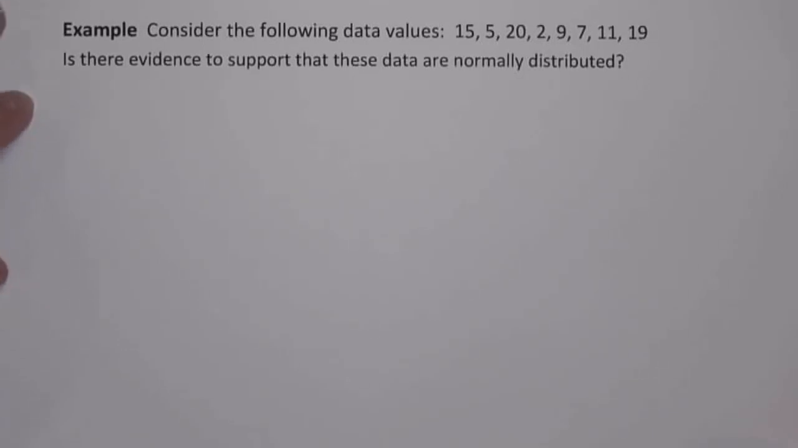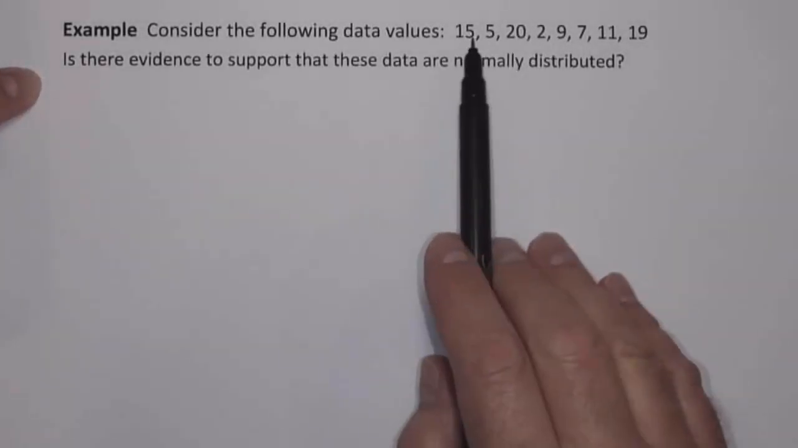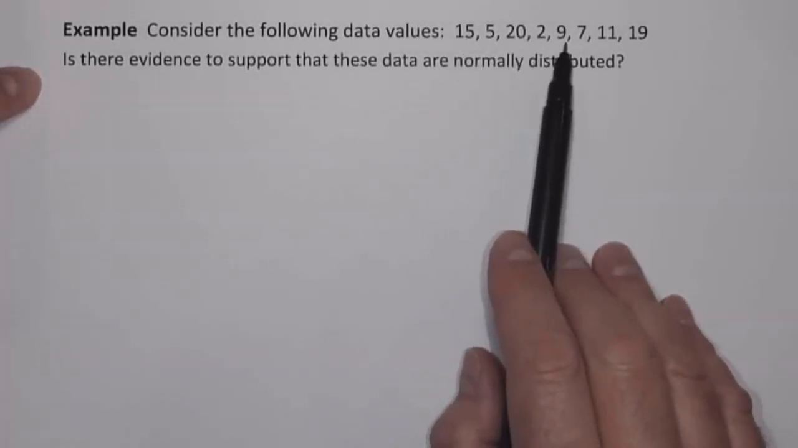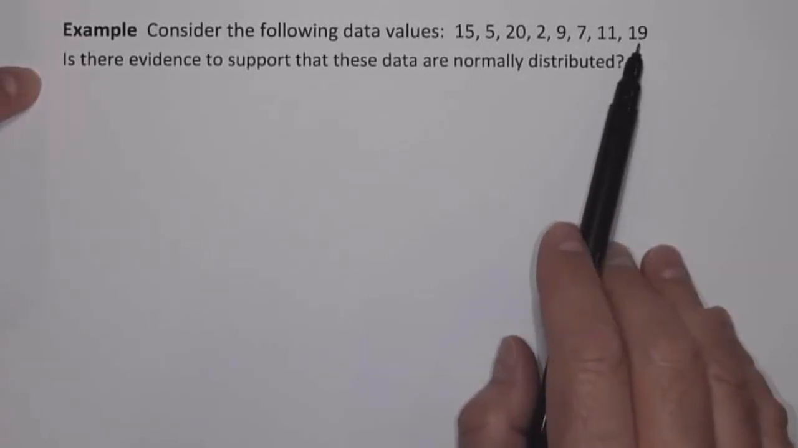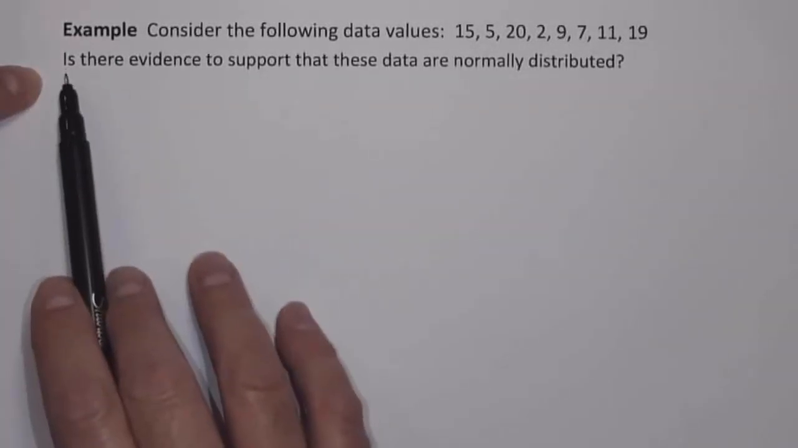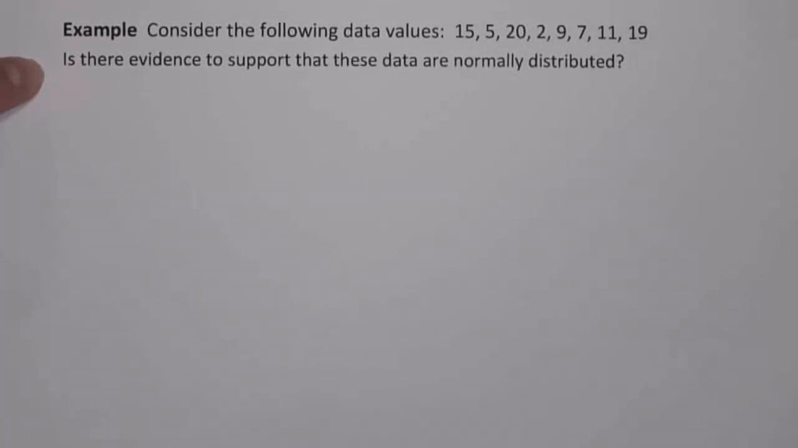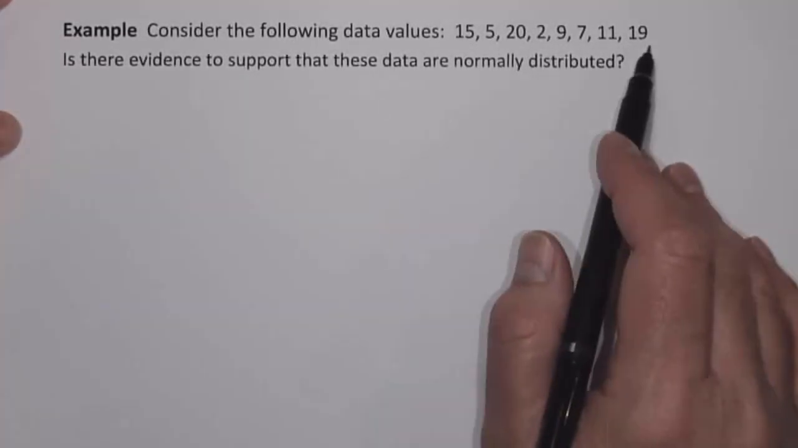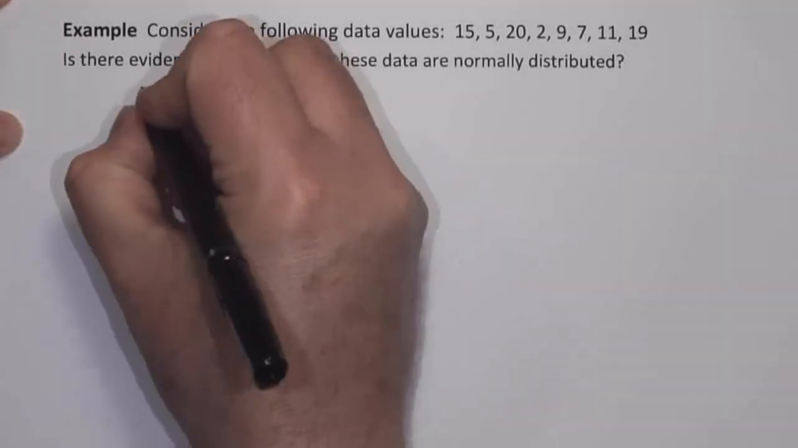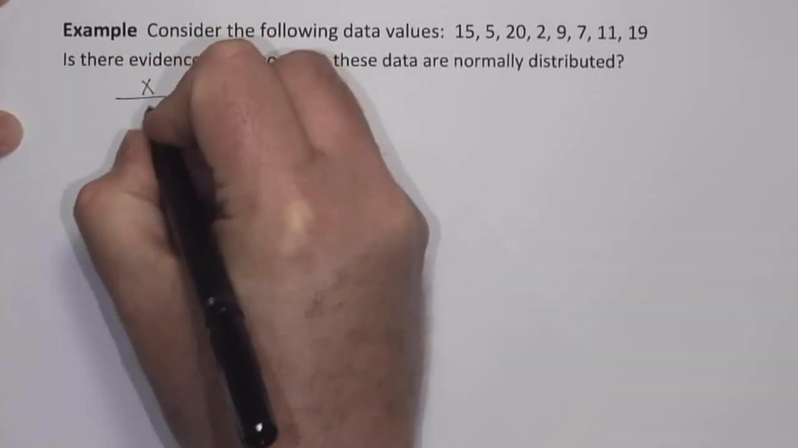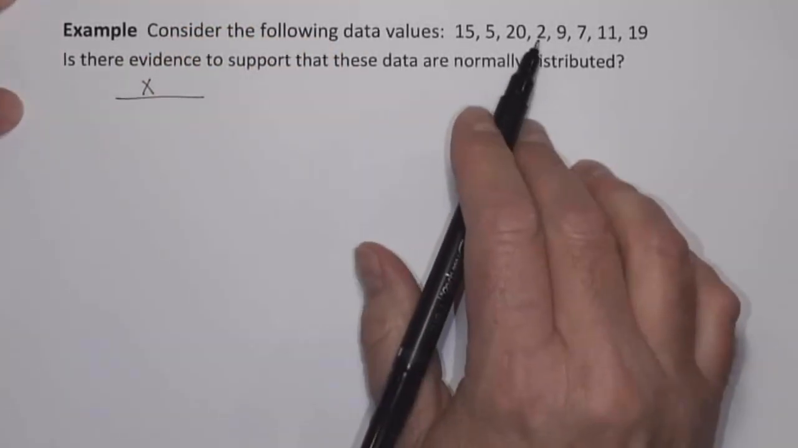So consider the following data values: 15, 5, 20, 2, 9, 7, 11, and 19. And we want to know, is there evidence to support that these data are normally distributed? In order to determine this, we are going to make a normal probability plot. The first thing I have to do is put these data in order from smallest to biggest. So I'm going to just arrange my data from smallest to biggest.